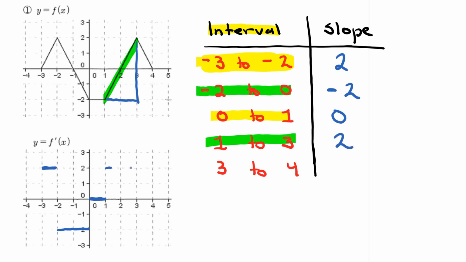So I draw a horizontal line from 1 to 3, which has a height of 2 on the derivative graph. And then finally, if I look at the interval from 3 to 4, which is this part of the graph right here, what's the slope? Well, the rise is 2 and the run is 1. But since the slope is in a negative direction, the slope will be -2 from 3 to 4. So on the derivative graph from 3 to 4, I have a horizontal line that represents -2.